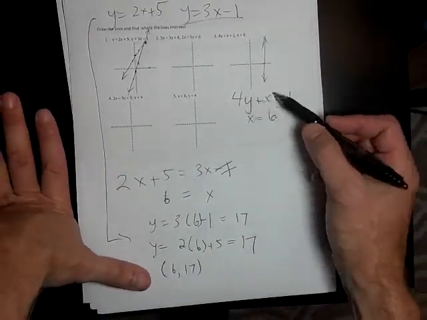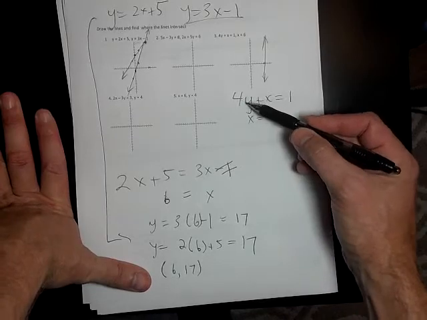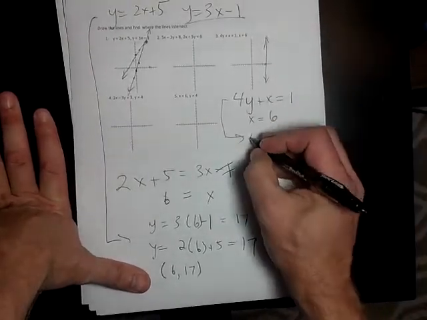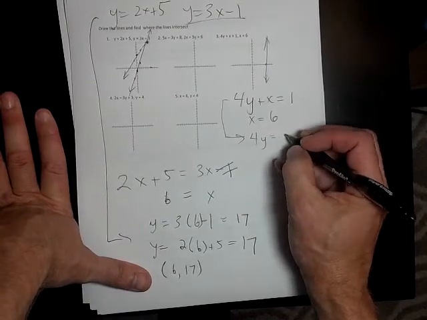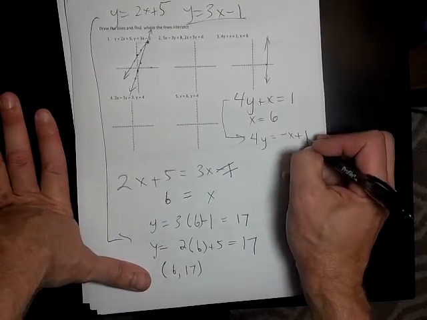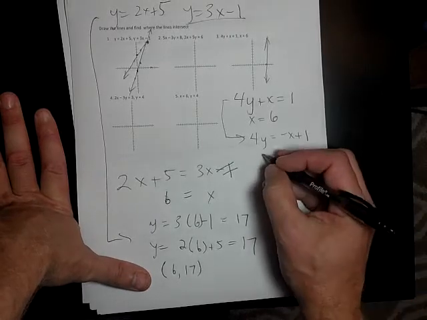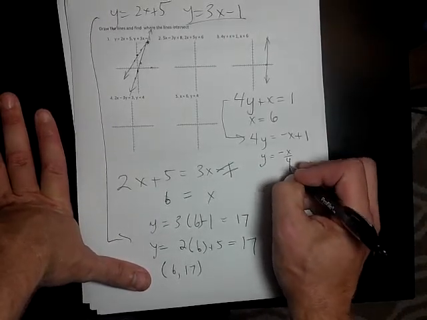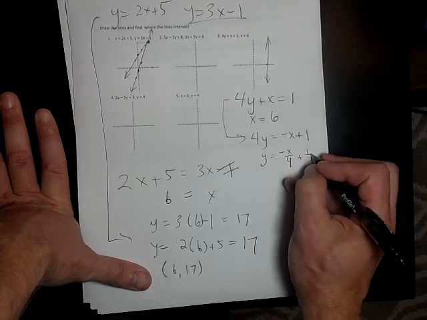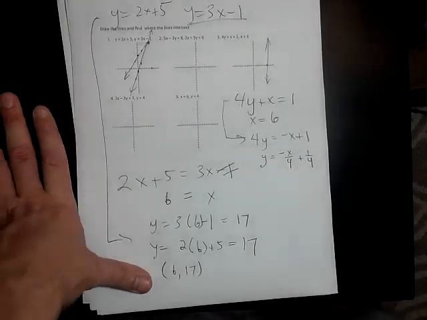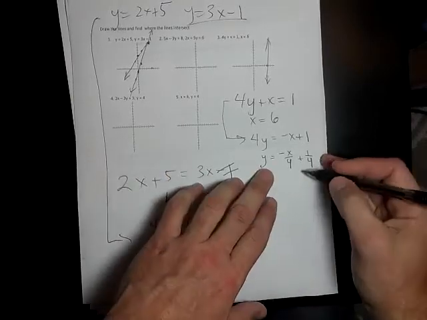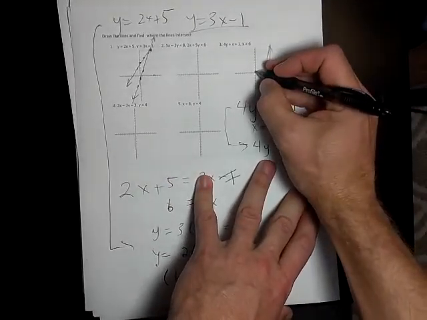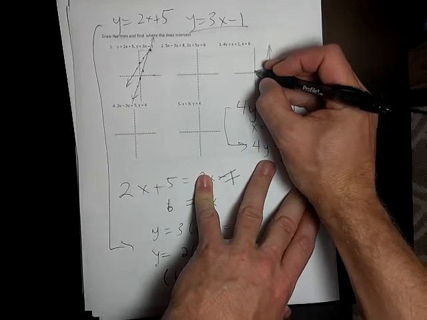So what I'm going to do is solve this for y. What that means is I'm going to subtract off x, so we get 4y equals minus x plus 1, and then I'm going to divide by 4, so that gives me y is equal to minus x over 4 plus 1 over 4. So what that looks like, here's the y-intercept is 1/4, which means it's real close to 0.